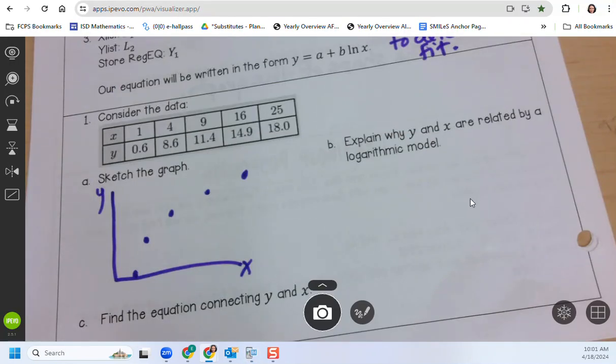So explain why x and y are related by a logarithmic model. What would you say? Obviously, it's the shape of the graph, but how would you describe this graph? Does it have a constant slope like a linear function? It's not going up the same amount each time, right? Does it increase more quickly at the beginning or at the end? Beginning. At the beginning, right. So a logarithmic graph increases more quickly at the beginning.